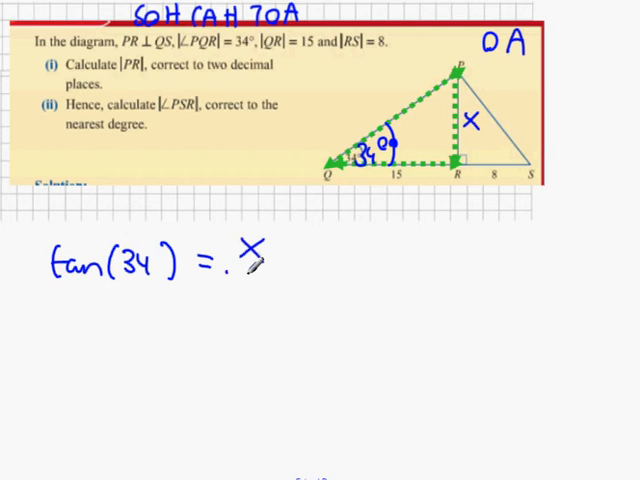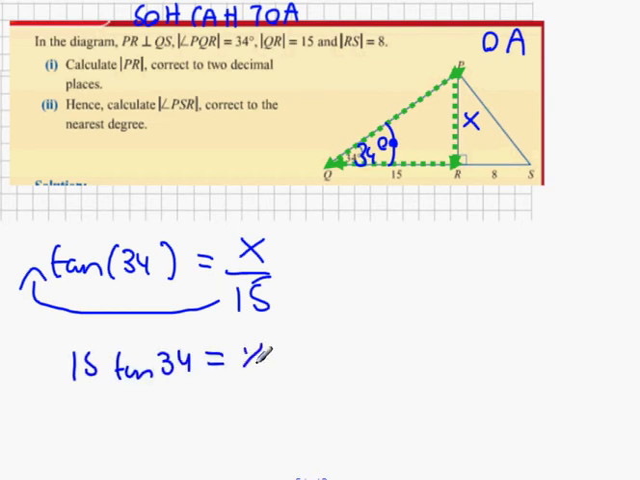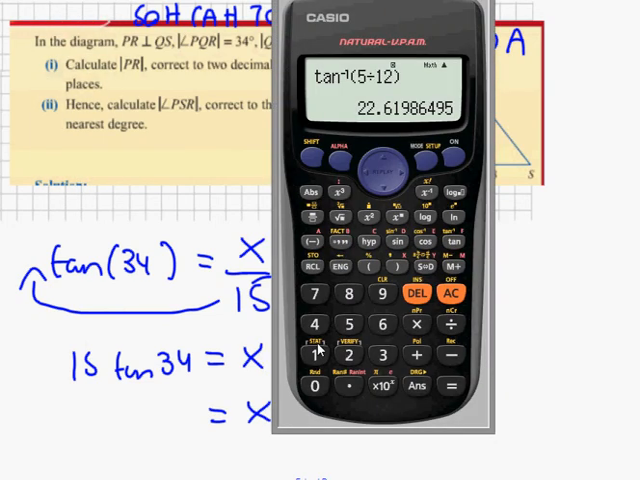X over 15. And this 15 is going to go up here. We're going to get 15 tan 34 equals, and X will therefore equal 15 tan 34. Was it 10.12?